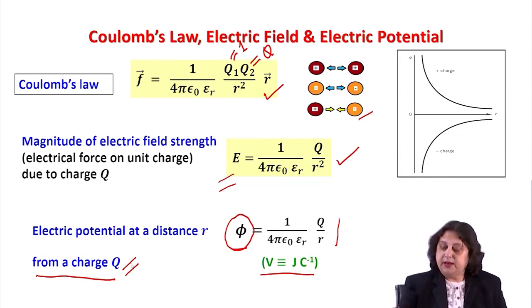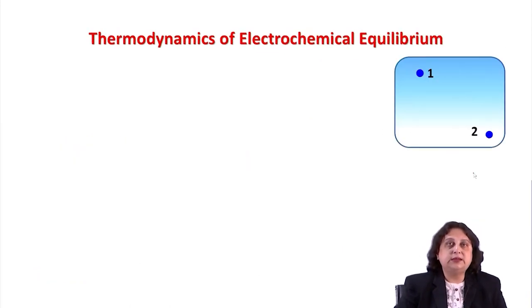And depending on whether my Q is positive or negative, you will see that phi is a strong function of r, and it can be either a positive number or a negative number. With this background in mind, let me consider the thermodynamics of electrochemical equilibrium, where I shall start by thinking about two points in space as shown as 1 and 2 in this picture.